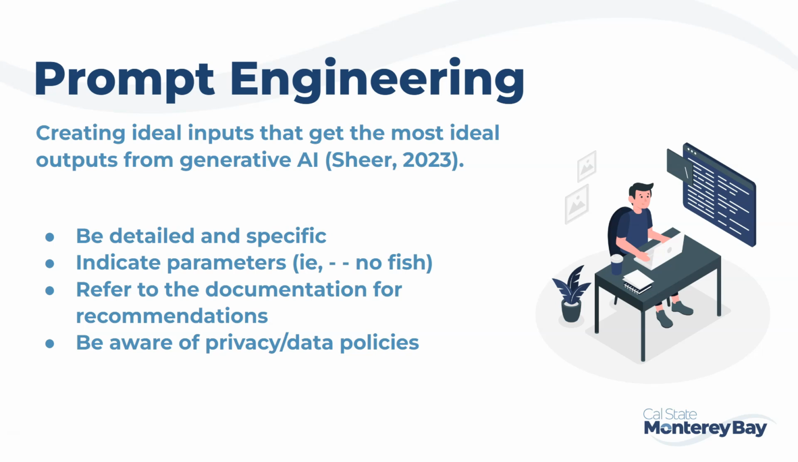One of these is to add details to your prompt. So be specific wherever possible. If you want a picture of an otter, be clear that you want a sea otter as opposed to a river otter, right? And another suggestion is to use parameters wherever possible.